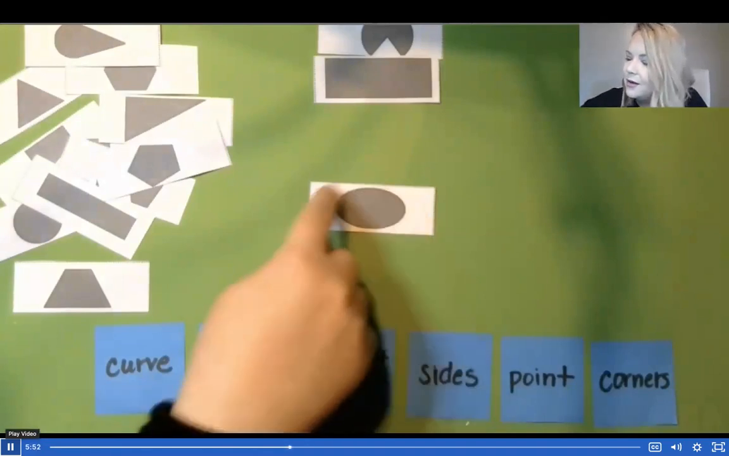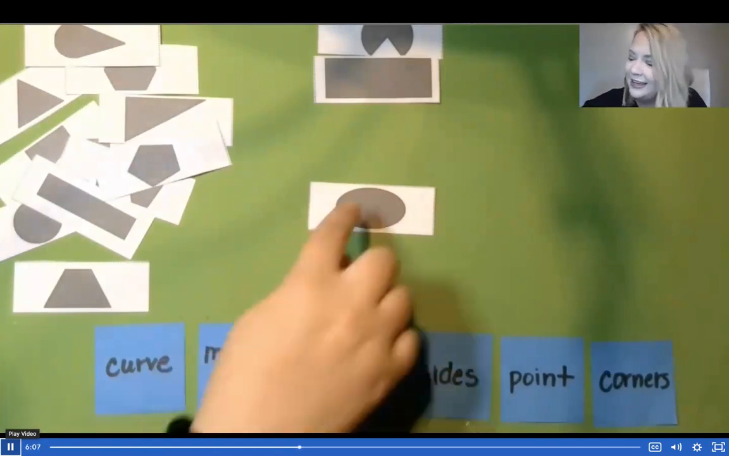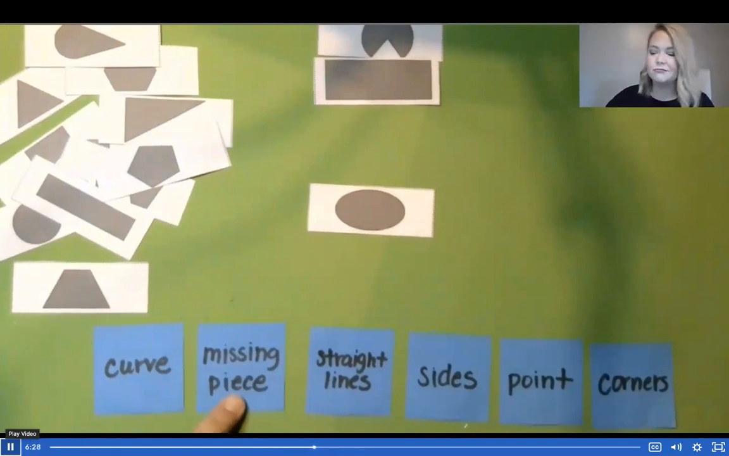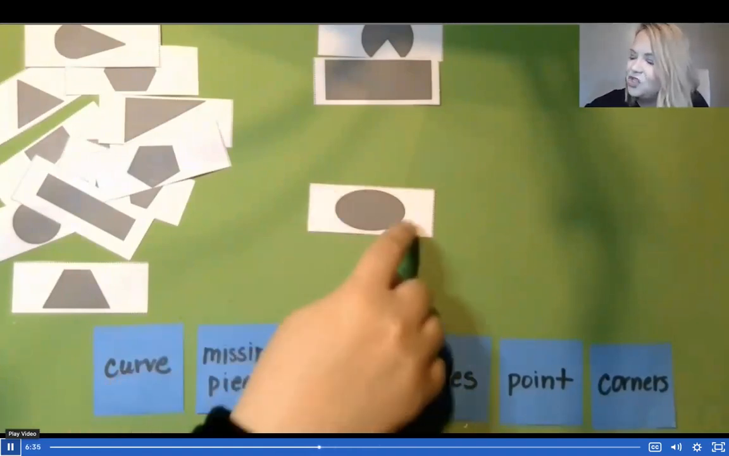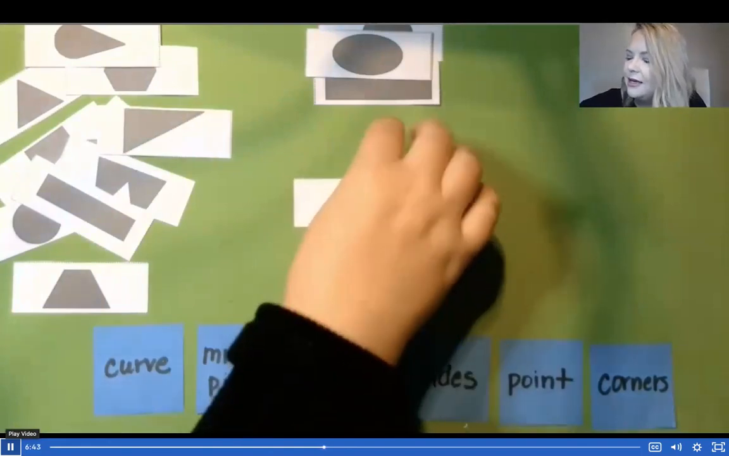What do you see? What do you notice about this shape? One of my friends said, I see curve. It has curved lines. Does this shape have any straight lines? No, no straight lines. Does it have a point? No, no point. Does it have a missing piece? No, I don't see a missing piece either. Curved lines in this shape. Good noticings. Let's see if you can find this shape.